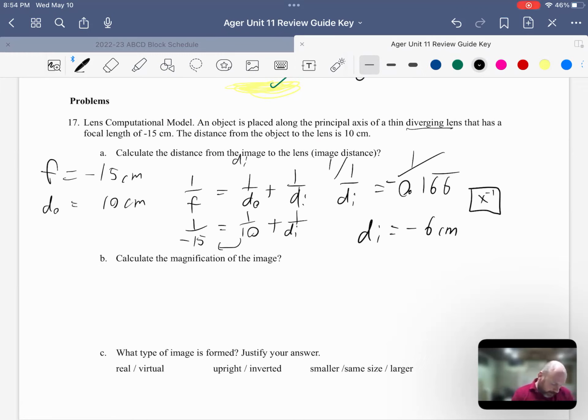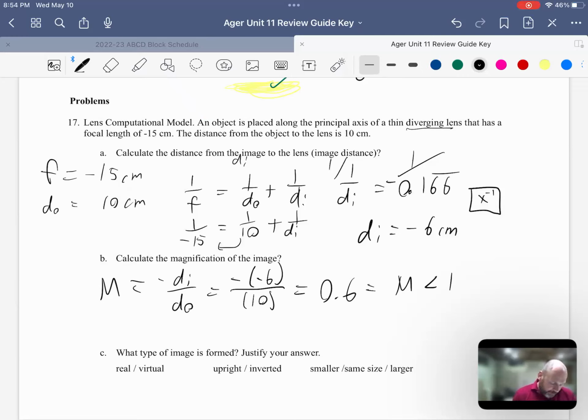Calculate the magnification. All right, magnification can be done with height or distance. Since I only know things about the distance, though, I've got to do it with distance. Negative DI over DO. So this will be negative, parentheses, -6 over distance to the object, 10. And that comes out to be positive 0.6. And so that is a magnification of less than 1, which tells me that it's smaller.